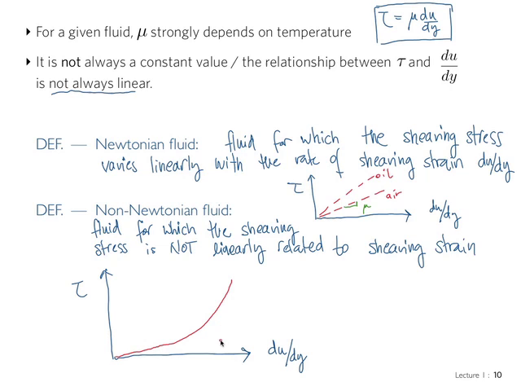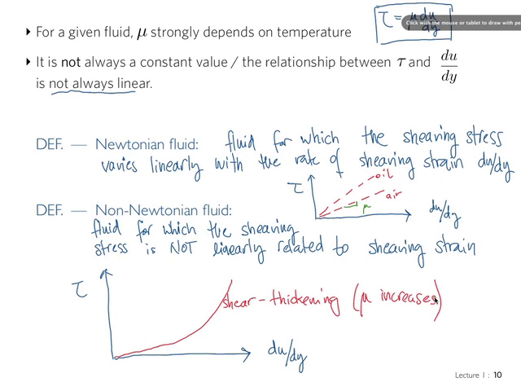And we call something that behaves in this way a shear thickening fluid. It gets thick as we shear it. Shear thickening. Okay. So that means that mu increases. Now we could also have a behavior where the slope on this plot decreases like that, and we call that a shear thinning fluid, where mu decreases.